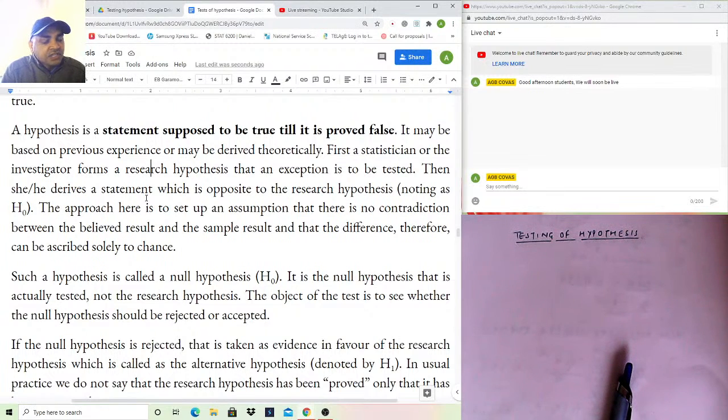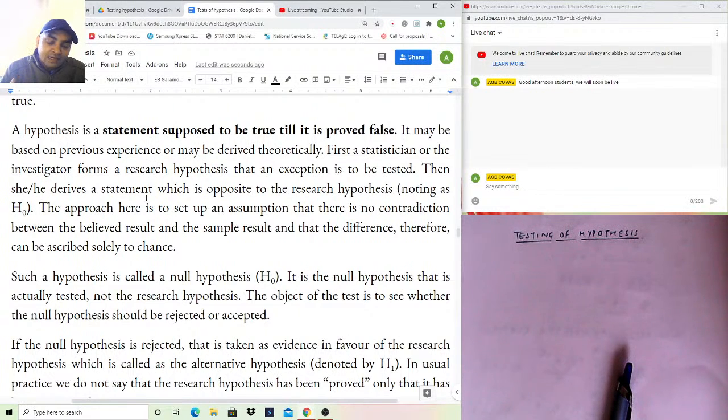Then she or he derives a statement which is opposite to the research hypothesis, denoted as H0. The approach here is to set up an assumption that there is no contradiction between the believed result and the sample result, and that the difference therefore cannot be ascribed solely to chance. Such a hypothesis is called the null hypothesis. It is the null hypothesis that is actually tested and not the research hypothesis.